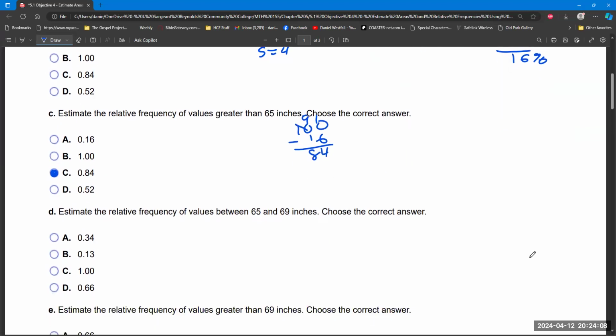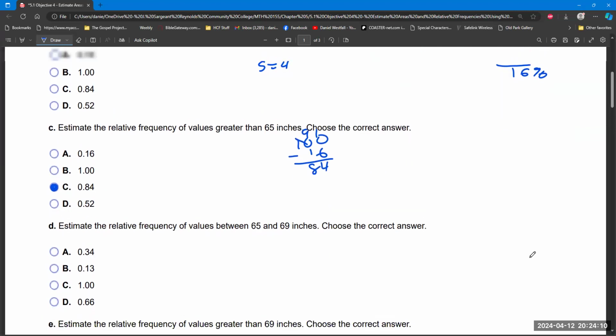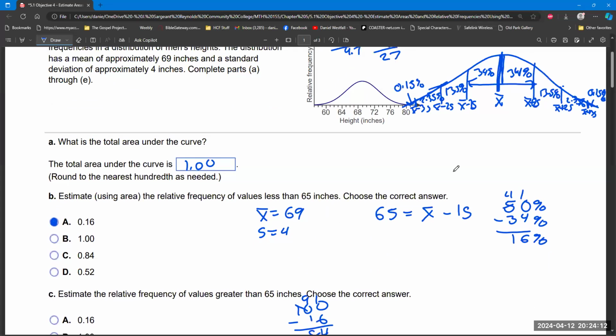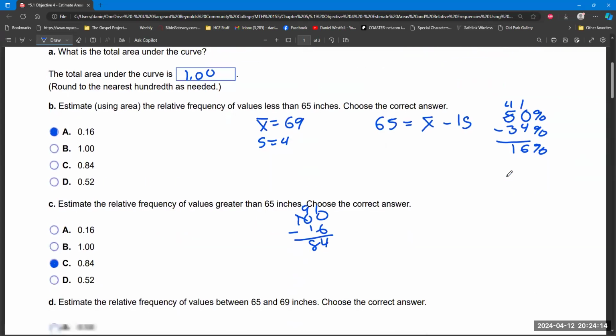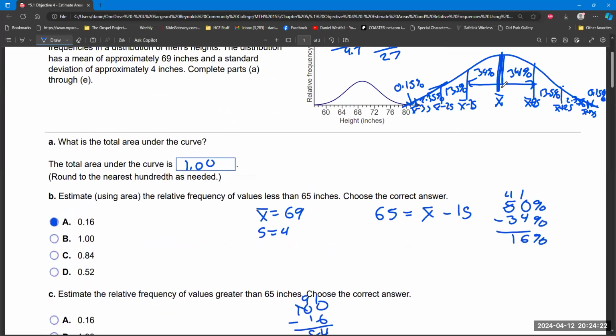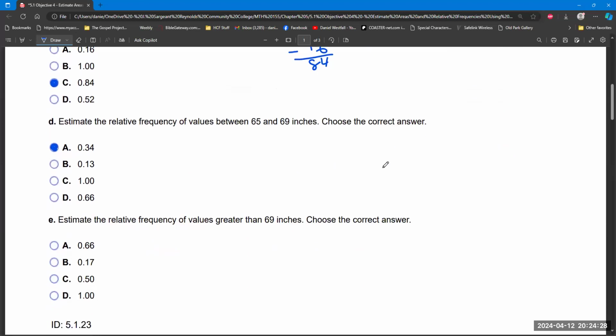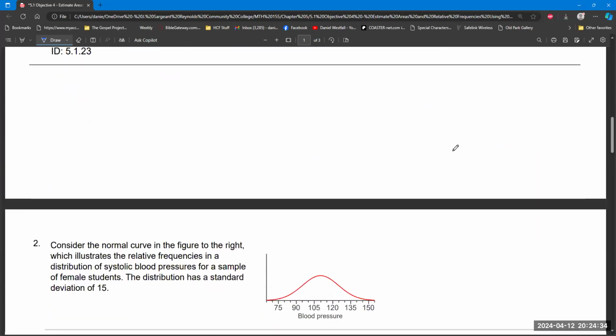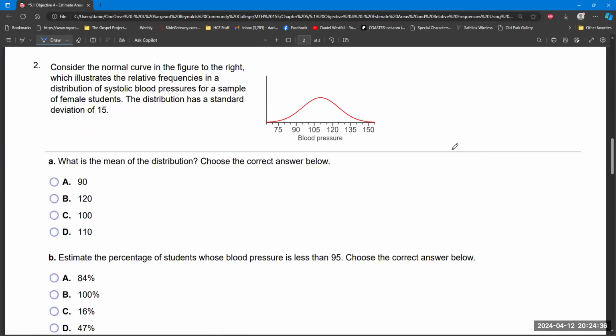Estimate the relative frequency between 65 and 69. So that's this area that's between the mean there. That's going to be 34%. And greater than 69, which means it should be 50% of the data. All right. One more question here.